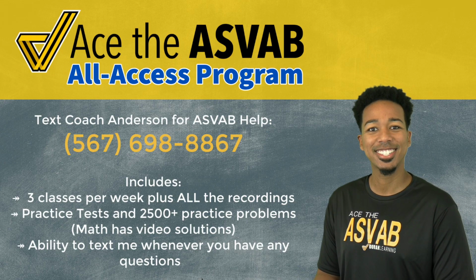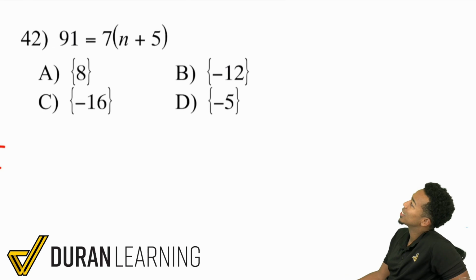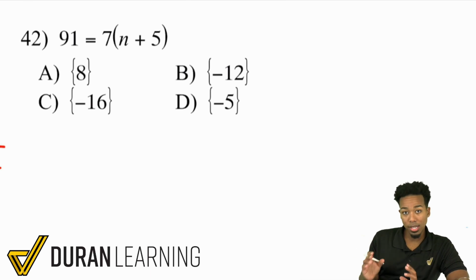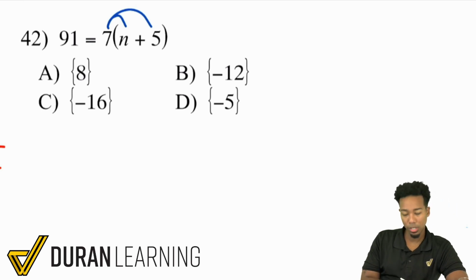I'll see you there. So over here, let's check it out. 42. We have 91 equals 7 multiplied by n plus 5. So if we want to get rid of that parentheses, we can go ahead and distribute that 7. I'm going to show you two different ways to get this problem done, so stay tuned here.